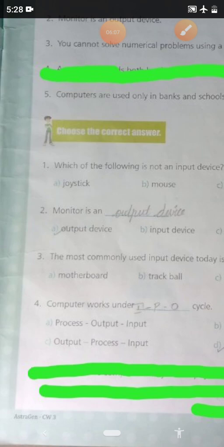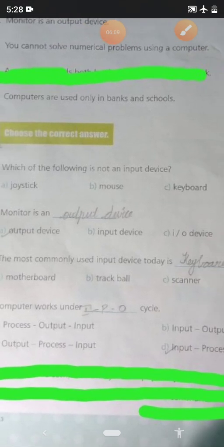And then fourth one, computer works under dash cycle. This only we are seeing in detail in this class. What is the cycle? IPO cycle. So okay, 2 pages are clear. If I am saying and explaining it, you will write. And then next page, match, fill-ups and one-word substitution.